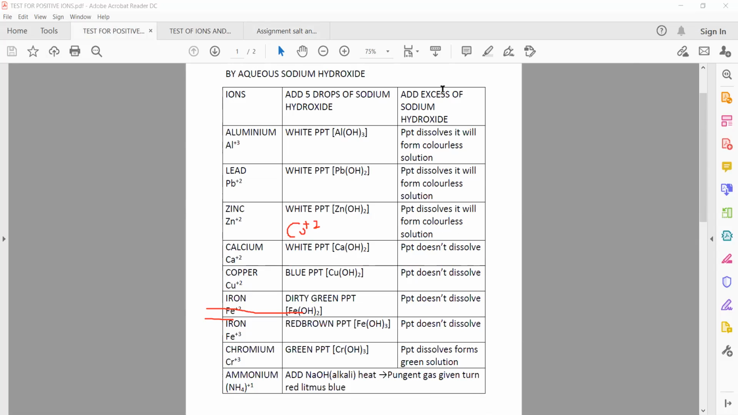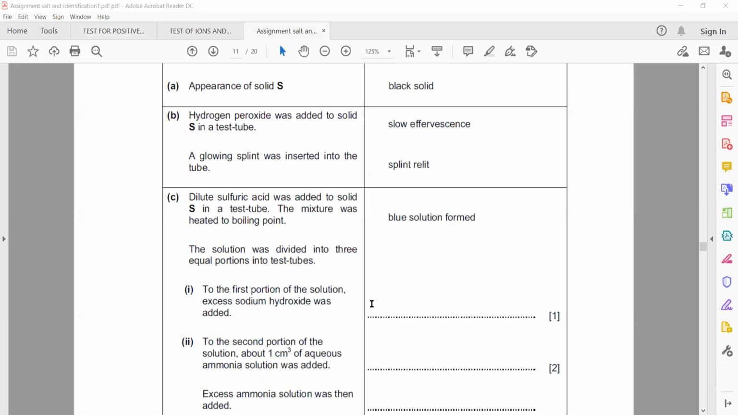Even when we say excess is added, the thing is how you add it. First you add some, continuously adding it. So what you will observe first is a blue precipitate, and when you add in excess, for some ions the precipitate will dissolve and form a colorless solution. Here the precipitate does not dissolve in excess. So when you write the answer, because we add an excess, you mention the blue precipitate does not dissolve in excess.